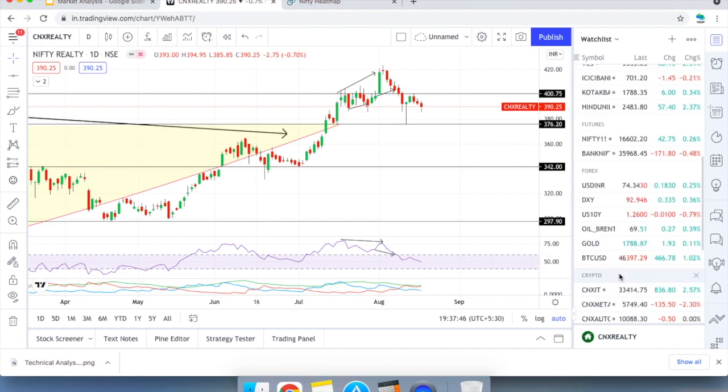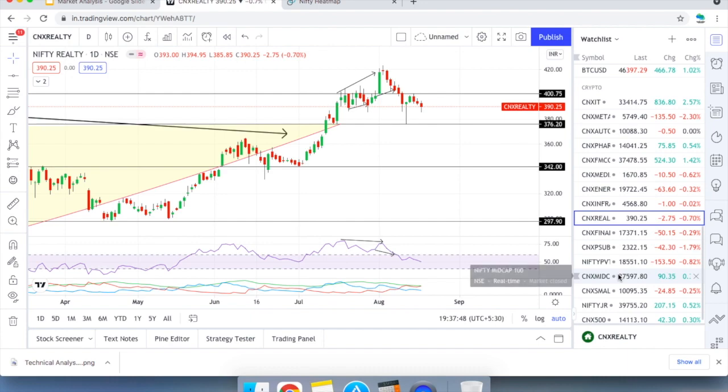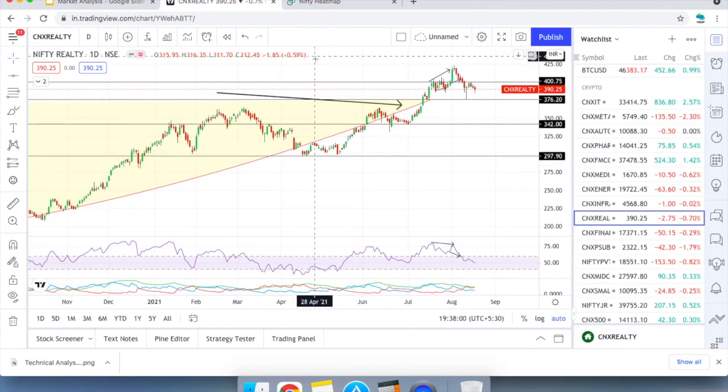Overall, you can see that IT is very bullish, probably over-bullish. FMCG is also bullish. Auto and pharma are sideways, and real estate is also sideways. So IT and FMCG are something that you can look at stock-wise.